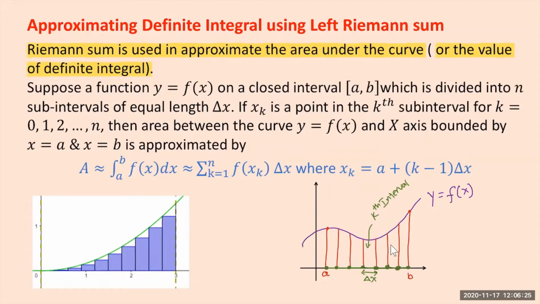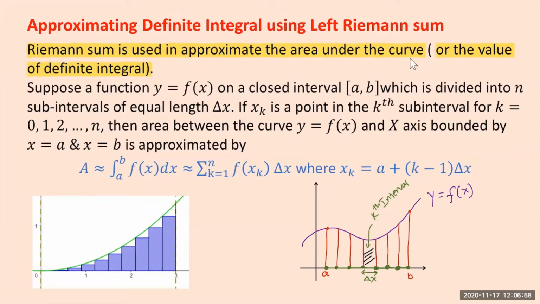So if I want to estimate that area, we use the Riemann sum. And here I'm going to use the left Riemann sum. The idea in Riemann sum is we try to make rectangles. For example, if I go to this kth interval, this is my kth interval. In that kth interval, in order to find the approximate area of this rectangle here, we create a rectangle from the left end. That's why it is called the left Riemann sum.